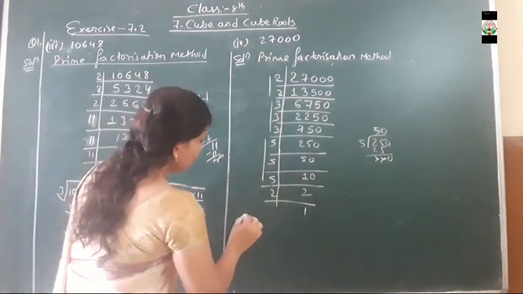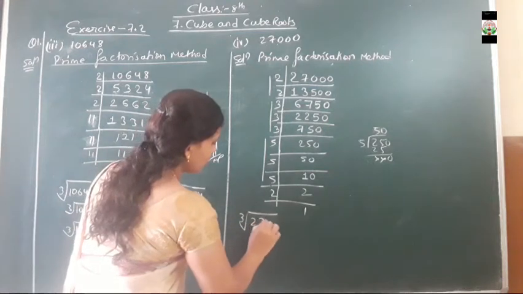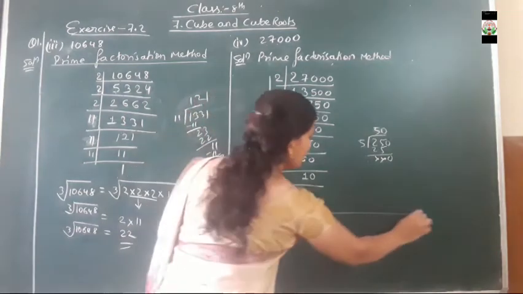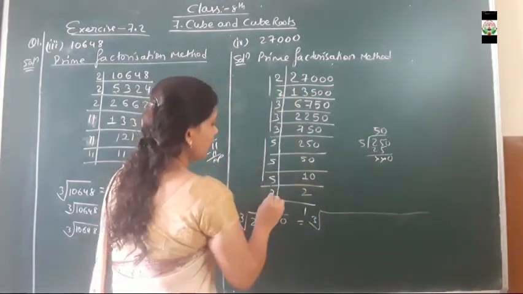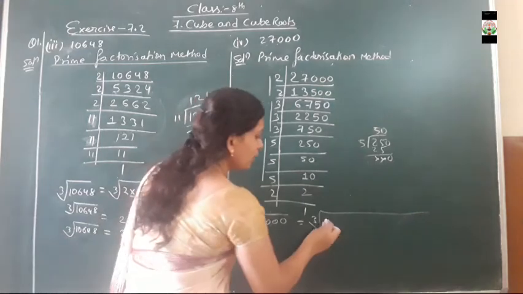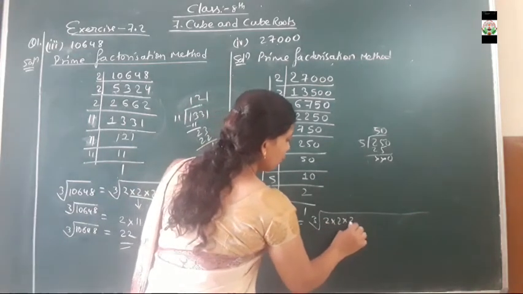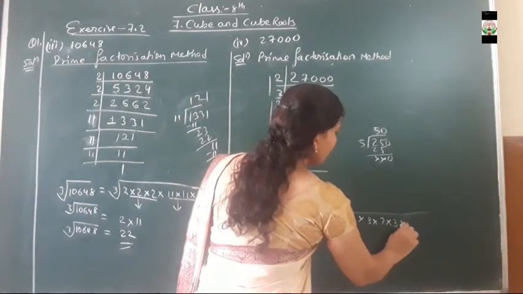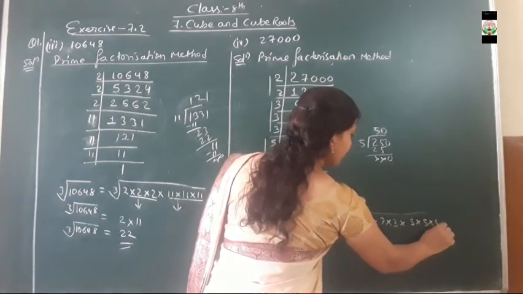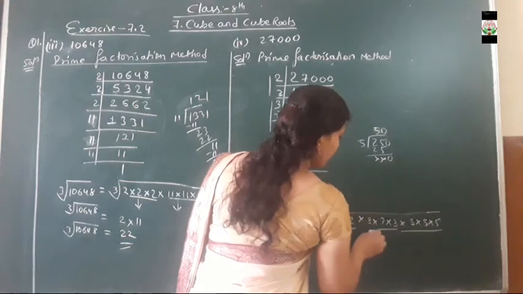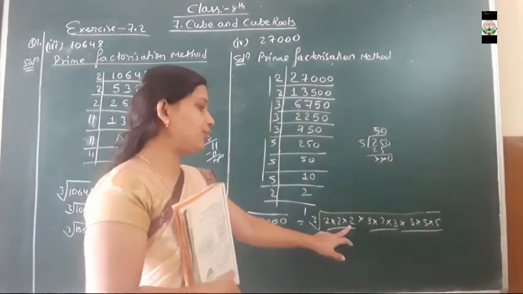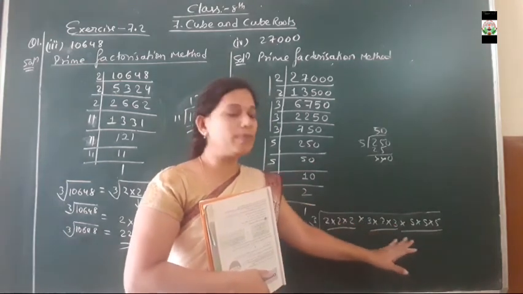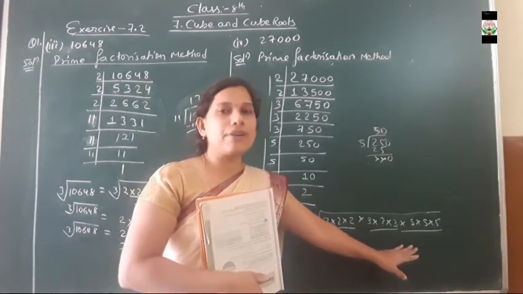Now finding the cube root of this number 27,000, we will get the required answer as. So all the factors must be written inside the cube root as 1, 2, 3. 3 2s are there, it will be written together as 2 into 2 into 2 into 3 into 3 into 3 into 5 into 5 into 5. Here the triplets of 2, 3 and 5 we have got.